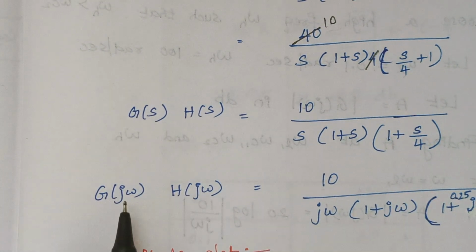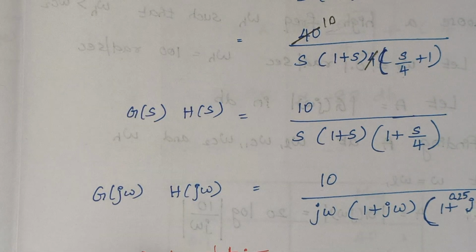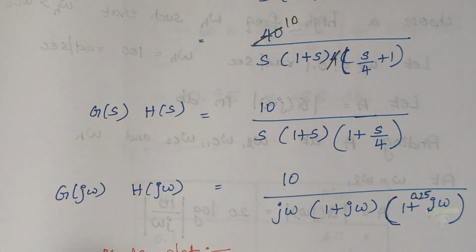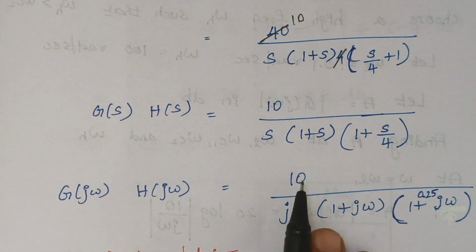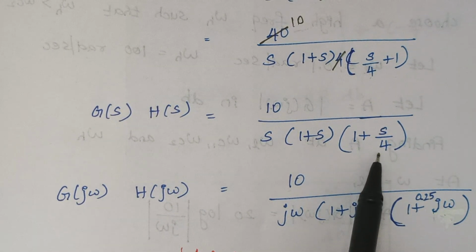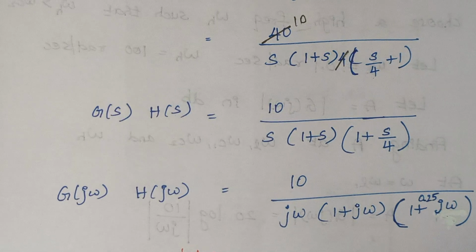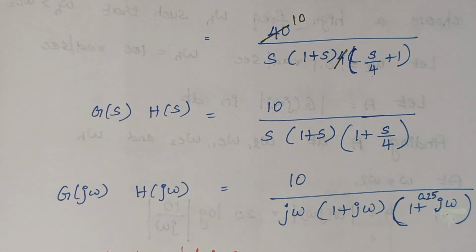In the next step, we are going to rewrite this s as j omega. So when you write s as j omega, we are having an expression like this: 10 by j omega, 1 plus j omega, and 1 plus 1 by 4, which is nothing but 0.25. So here I am writing it as 0.25 j omega. Right. Now we are going for the magnitude plot.